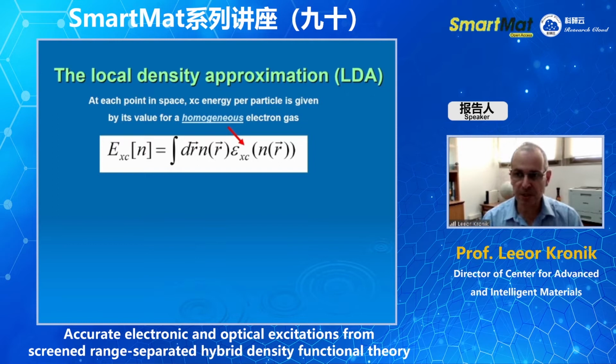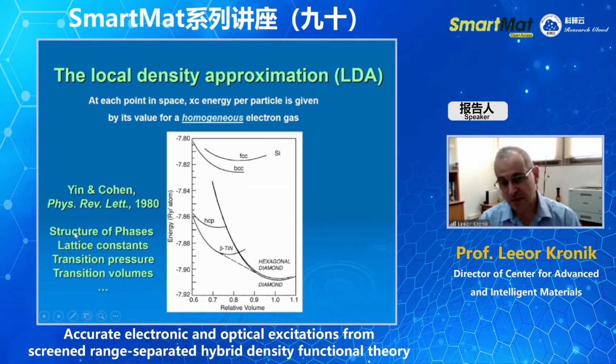Now that sounds like a very crude idea, because clearly the real problem is very far from being uniform in density in general. So even the developers of this approximation, which are Kohn and Sham, didn't believe it would be useful. And it's not always good, as I will show you later, but sometimes it is.